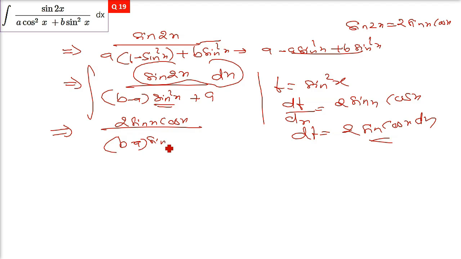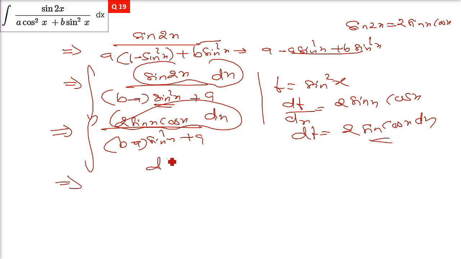b minus a sin square x plus a. I'm trying to show you that this sin 2x is nothing but 2 sin x cos x, which we have retrieved from putting t as sin square x. So this is dt by b minus a. Sin square x is t. It's not t squared, it's t plus a.